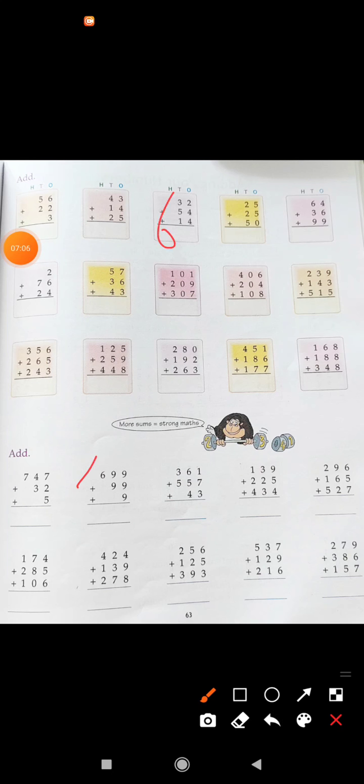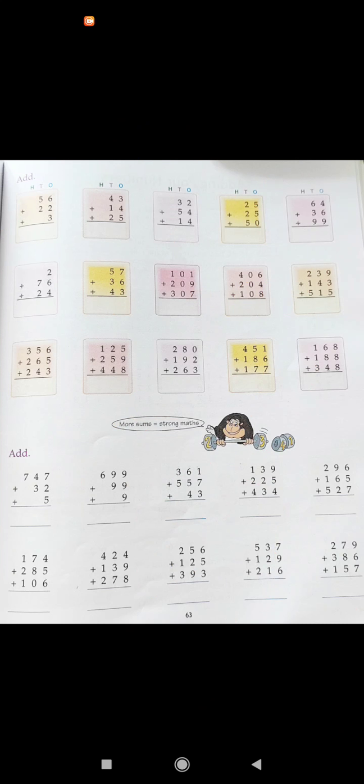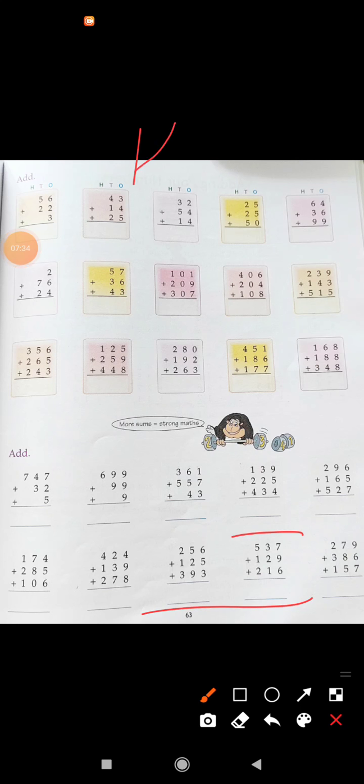Next question, 69 plus 699 plus 99 plus 9. Add the ones. 18 plus 9, 27. Write 7 here, 2 carry. Now add the tens. 18 plus 2 is 20. Write here 0, 2 carry. Now add the hundreds. 8. The answer is 807. Like this you do remaining parts in homework.